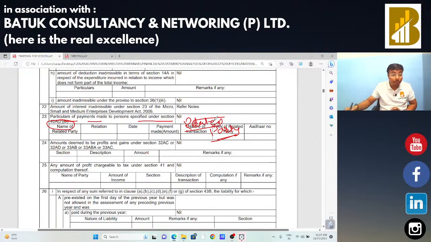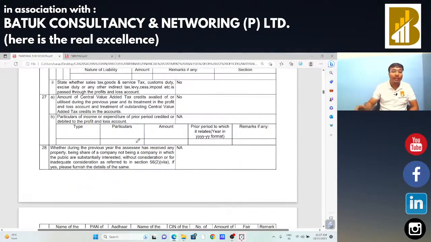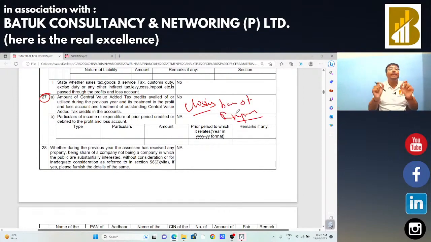So this is an important point from related party transactions, and we can check the same from point number 23. Okay, sir. Now next, sir, point number 27. In that point number 27 they are going to provide the closing balance of input tax credit, as on the last day of the financial year.